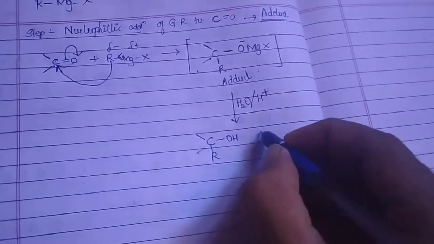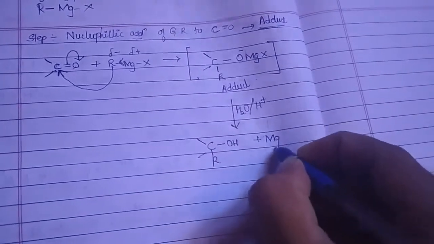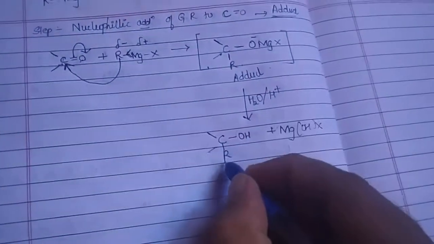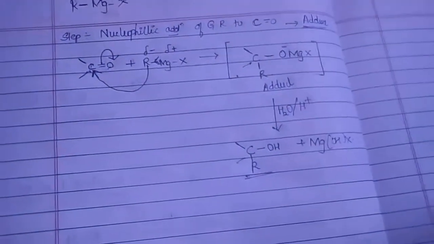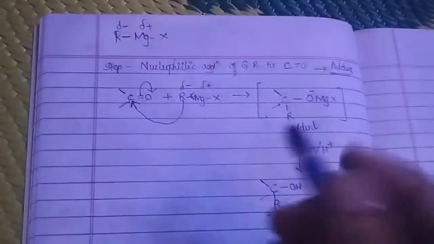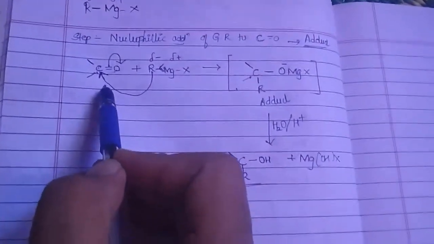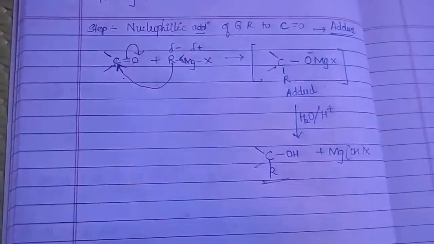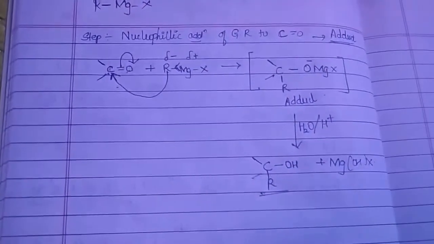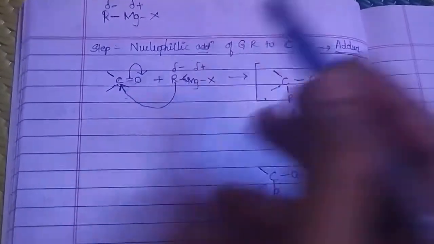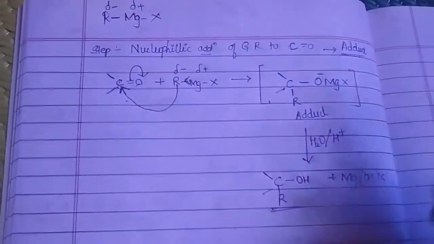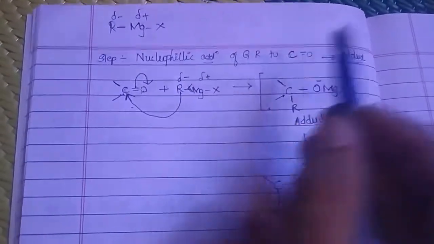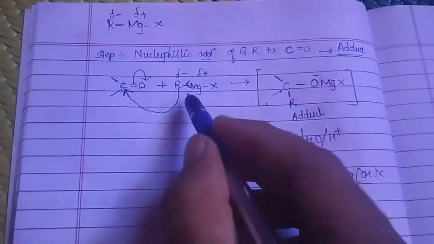ROH plus MgOH. Can you see over here? So what is the general thing we have done from the Grignard reagent? Whenever an aldehyde or a ketone, basically when I am talking about carbonyl groups, reacts with the Grignard reagent, nucleophilic addition of the Grignard reagent takes place. Yes, that we have seen over here.